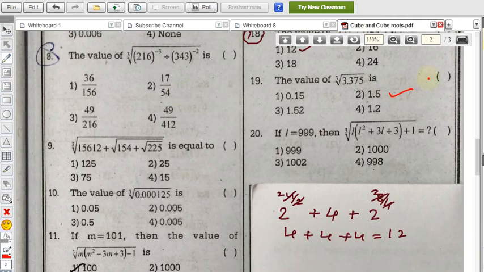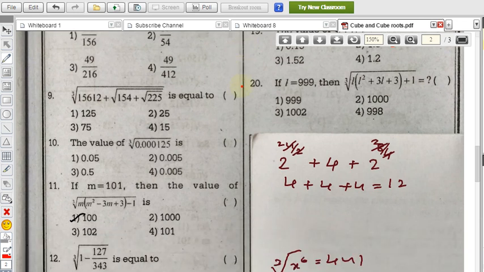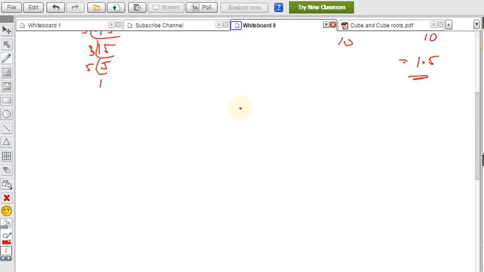One more here. If L is equal to 999, then find the cube root of L into L square plus 3L plus 3. Yeah, same like one sum I explained, no? A plus B whole cube and A minus B whole cube. Similar sum.